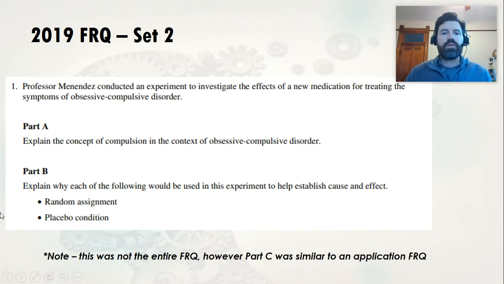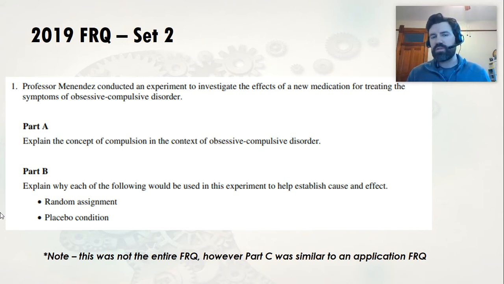Here's another Research FRQ from 2019. And I only did part of it because only part of it really deals with research. Professor Menendez conducted an experiment to investigate the effects of a new medication for treating the symptoms of OCD. Part A is more of an application question. Explain the concept of compulsion in the context of OCD.